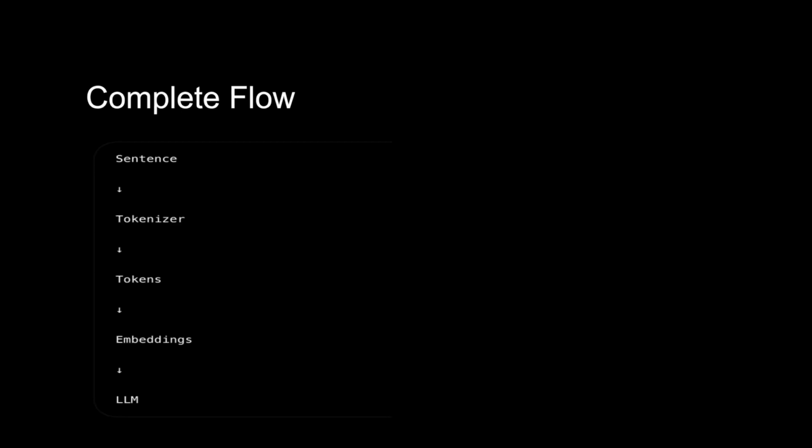Many beginners confuse token and embedding. A token is simply a piece of text. An embedding is the mathematical representation of its meaning. Tokens help AI read text. Embeddings help AI understand its meaning. And we need both. Let's connect everything we have learned so far.